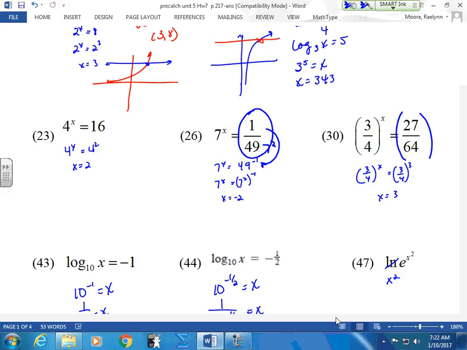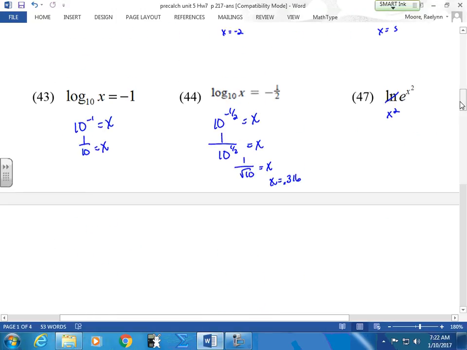Okay, so x is equal to 3. This is your 3 to the third. This is your 4 to the third. This is your 3 to the x. This is your 4 to the x. We're good? Stop me if you have any questions.